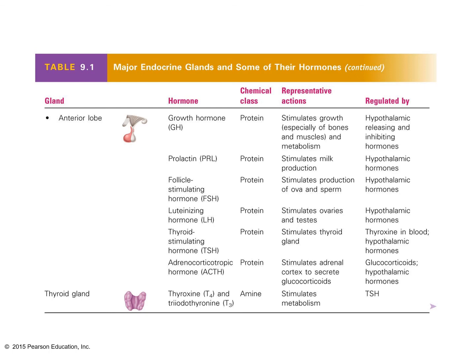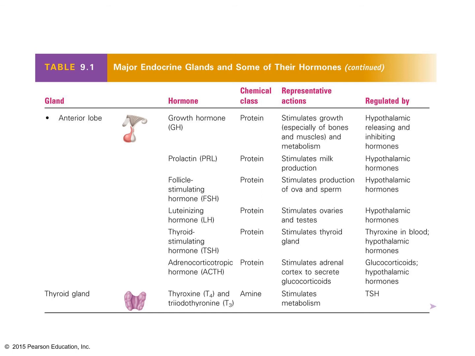The anterior pituitary gland actually produces the most amount of hormones. Here, growth hormone is going to be protein class and stimulates the growth of bones and metabolism. Prolactin is going to be a protein hormone that stimulates milk production. Follicle stimulating hormone is a protein hormone that stimulates production of ova and sperm. You can notice by now that all of the anterior lobe hormones are protein-based.